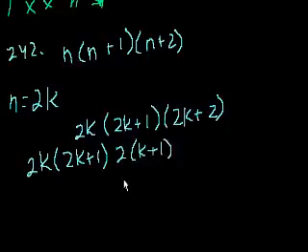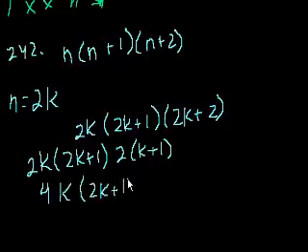I just factored the 2 out of there. And let's multiply these two. So you get 4k times 2k plus 1 times k plus 1. So this one is divisible by 4. And I just glanced in statement E, they talk about divisible by 4. So I think we're done.